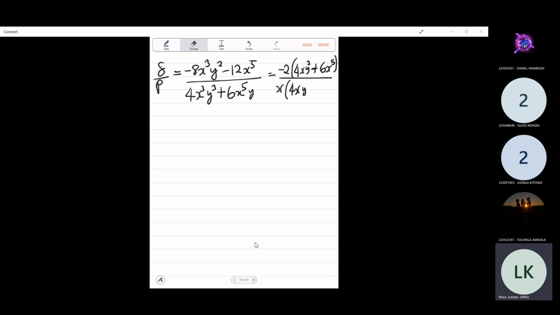This is power of 3. So in the denominator, we should take out y. So we take out y, so it's x to the power of 3, y to the power of 2, and then 6x to the power of 5. Okay, now these two can cancel, and we have -2 over y, which is a function of y only.